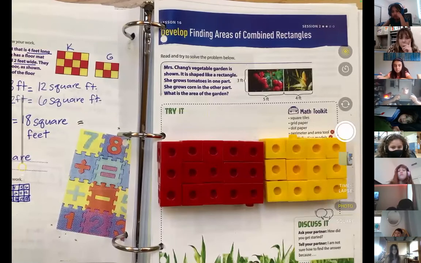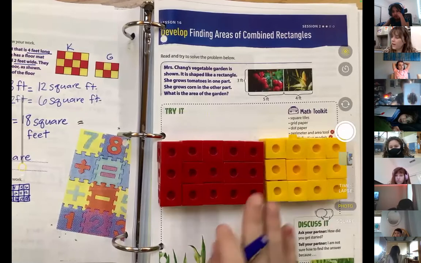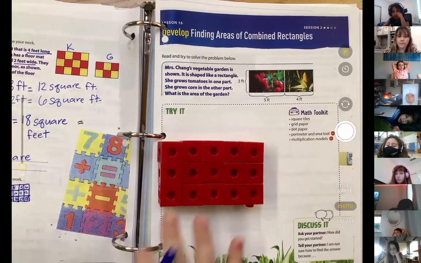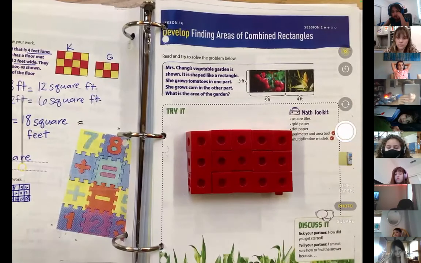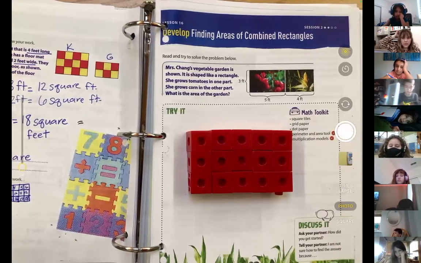Okay, so let's take a quick look and let's focus on something that we've had a lot of practice with, something that I know you guys know how to do. Okay, so let's start with finding the area of the tomatoes. How would I find the area of this? What kind of math do I need to do?